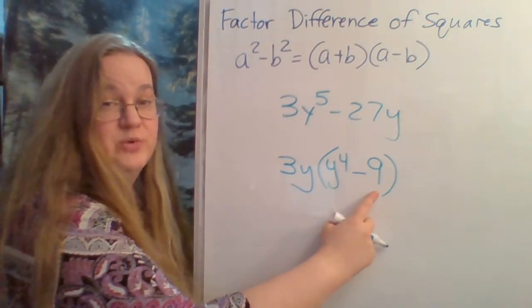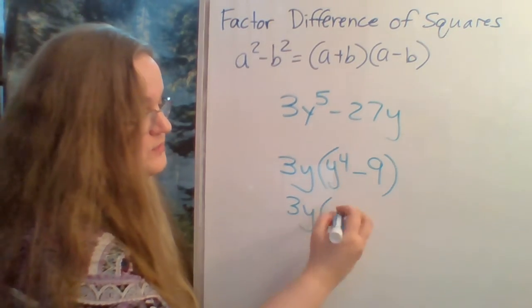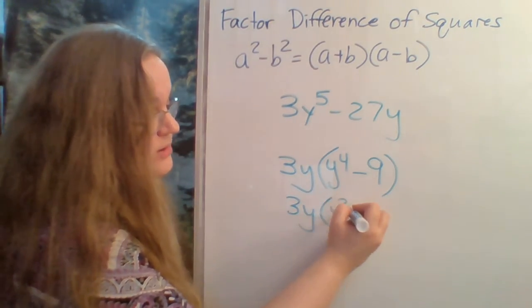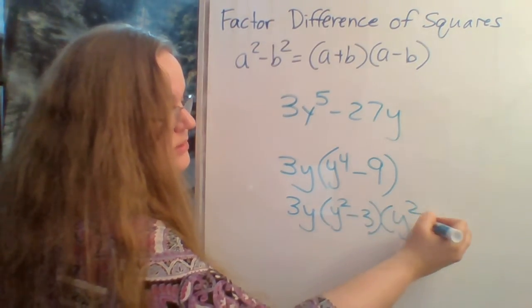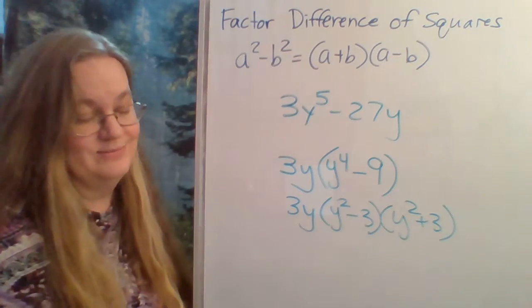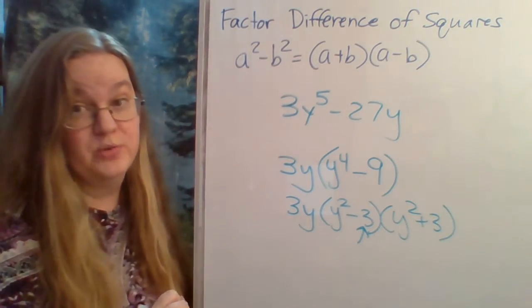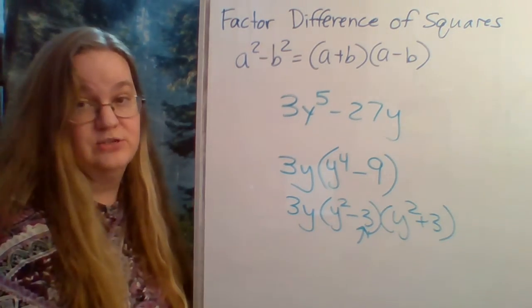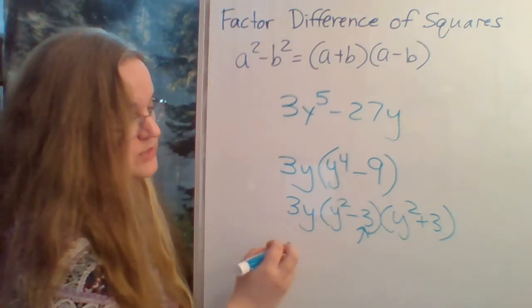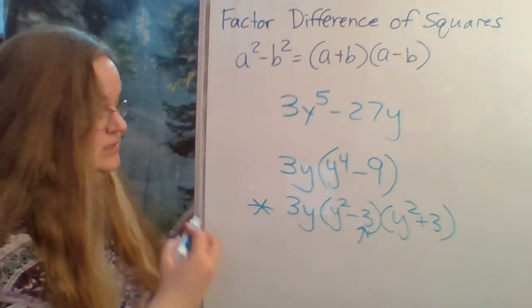Now I have two perfect squares, so I'm going to use my rule. y to the fourth is the same as y squared squared, so I get y squared minus 3 and y squared plus 3. Now, this 3 is not a perfect square, so I can't do anything else. I can't break it up like I did on the last two problems because this is not a perfect square. So this is, in fact, the final answer because I can't do anything else with it.